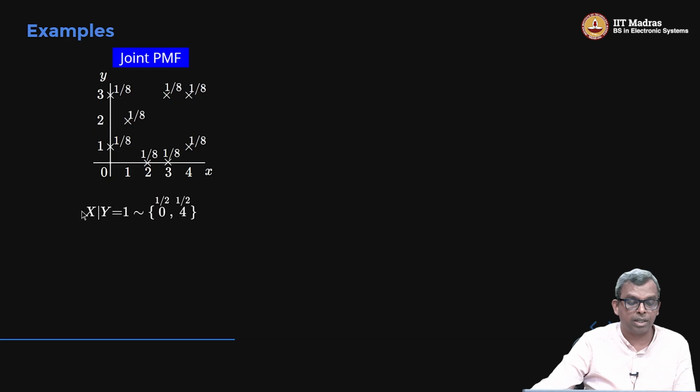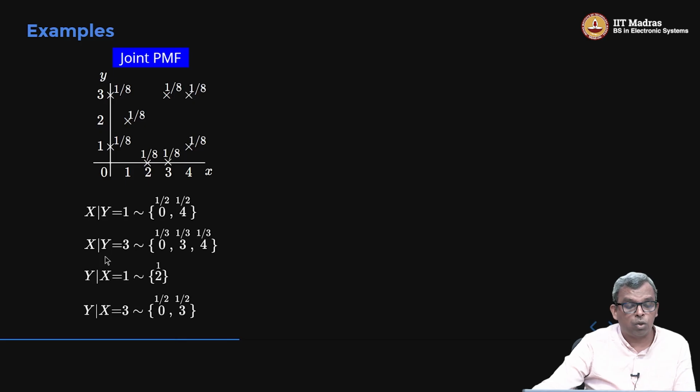Okay, I hope you see this. This distribution is very clear, right? X given y equals 1 takes only two values, 0 and 4. X itself takes many values: 0, 1, 2, 3, 4. But given y equals 1, x takes only two values, 0 and 4, with probabilities half and half. The other one you can see is x given y equals 3. If y is 3, x takes three values, 0, 3, and 4, all with equal probability. That's the main thing. So it will be 1/3, 1/3, 1/3.